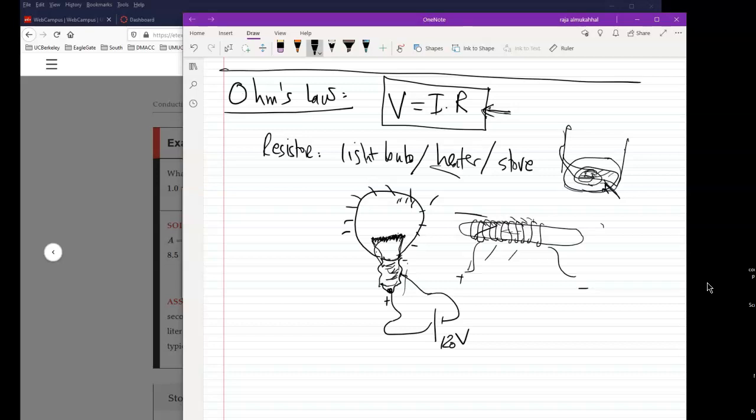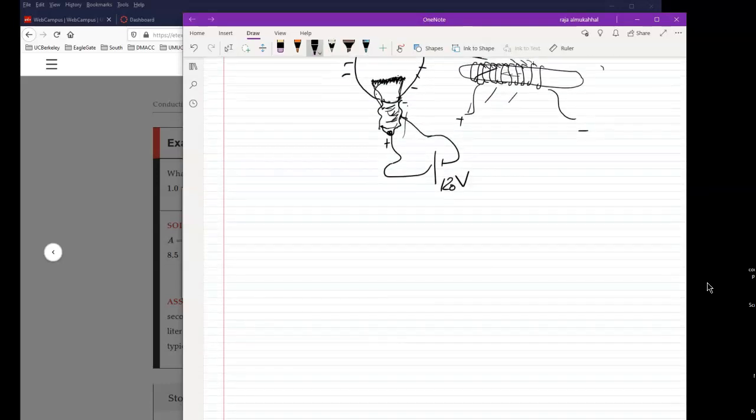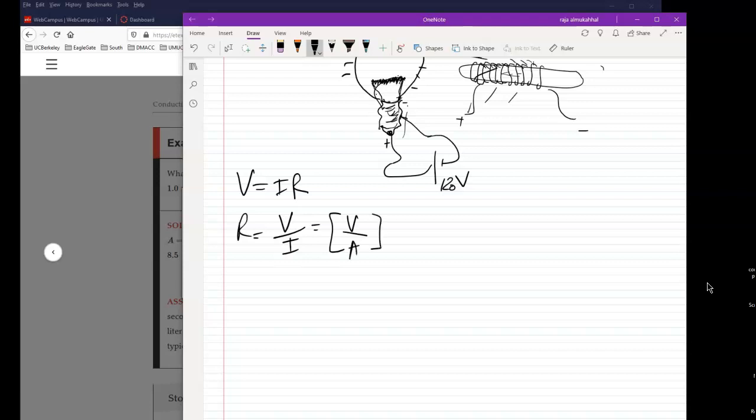Oh, before I do that, let me talk about the units here. We said that Ohm's law says V equals IR, so R is V over I. So what's the unit here? The unit of voltage is volt, and the unit of current is amp, so it is volt per amp. We call this the ohm, and it has the symbol, the Greek letter omega. So that's basically what it is.